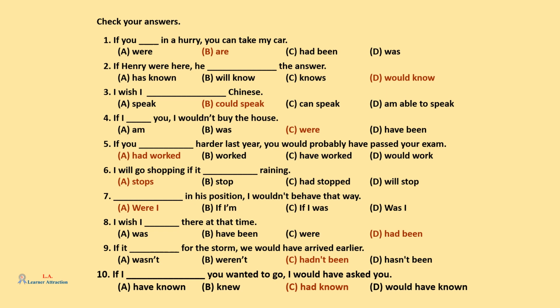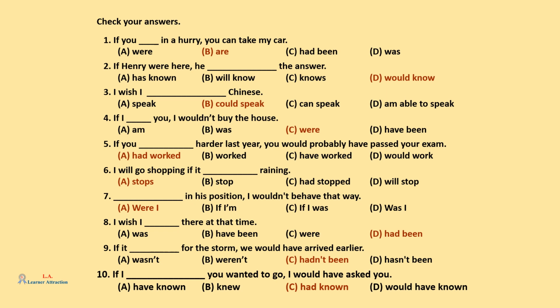Question number 4. C. Were. If I were you, I wouldn't buy the house. Question number 5. A. Had worked. If you had worked harder last year, you would probably have passed your exam. Question number 6. A. Stops. I will go shopping if it stops raining.